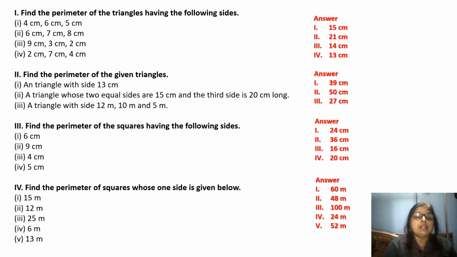So first, the answers are given on the side, and you can do it with the help of the formula, or you draw the picture and you can add all the sides. Two methods are given here. Whatever method is easy for you, you can follow it. Okay, now start the book.